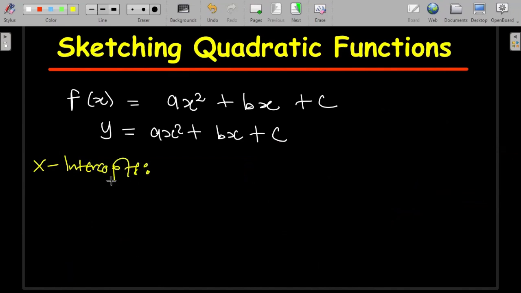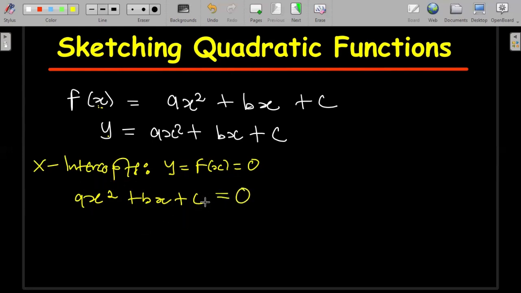So for you to find the x-intercepts, you set your y or your f of x to be equal to what? To be equal to 0. So in short, you're just now going to have a quadratic equation like ax squared plus bx plus c, but now this y is 0. If you're using f of x, you're also saying it's 0. So you solve this quadratic equation using the factor method, the formula method, or the quadratic formula, whichever method you are comfortable with. And then you're going to find your x-intercept.